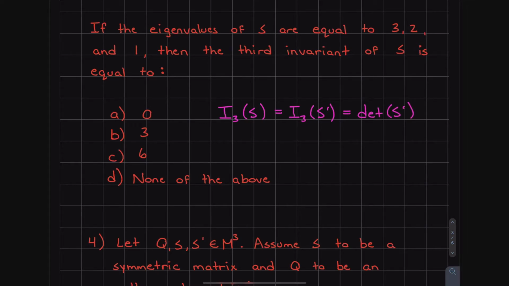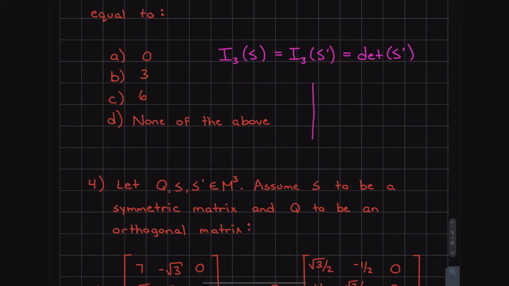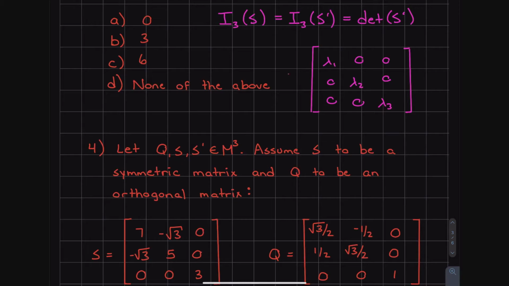So if you remember what S prime looks like, it's a diagonal matrix right here. And it's very, very simple to prove. But we basically have lambda 1, lambda 2, lambda 3, and the rest are zeros. And if I come down, you will see that if I were to take the determinant of S prime, which is the answer we want, it is equal to lambda 1 times lambda 2 times lambda 3.